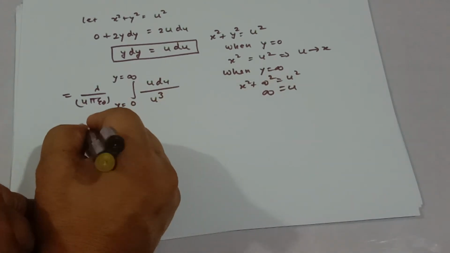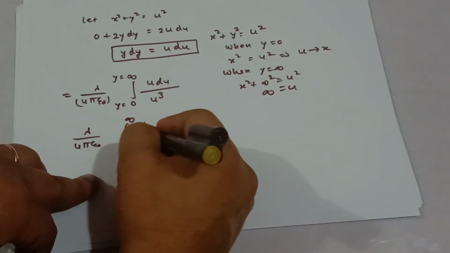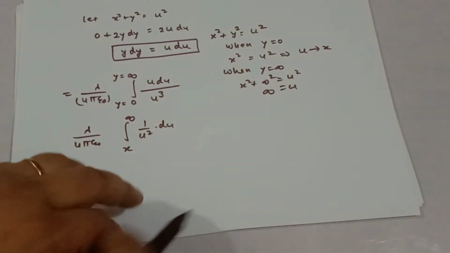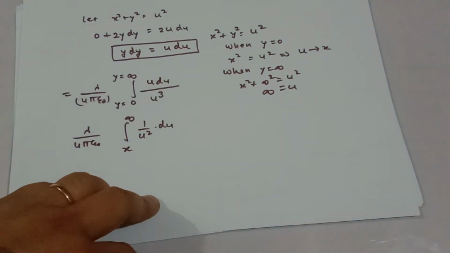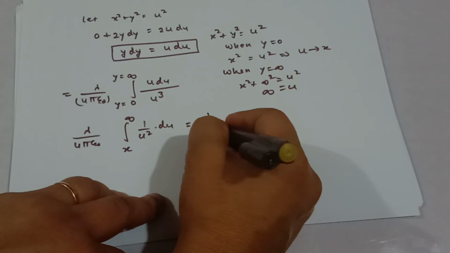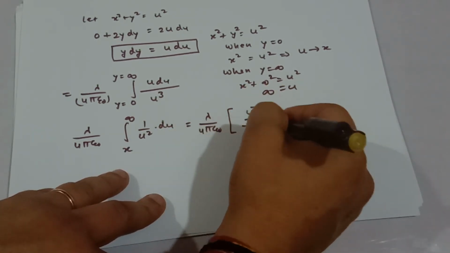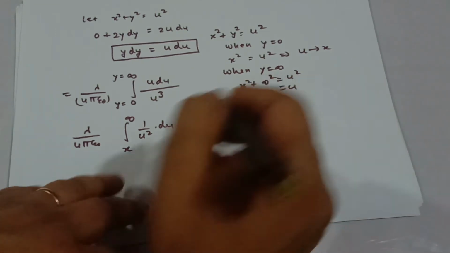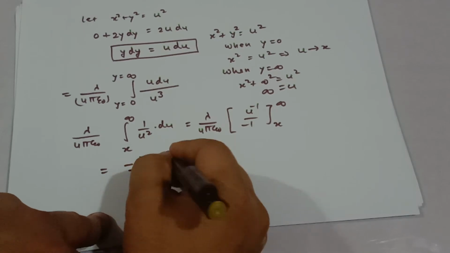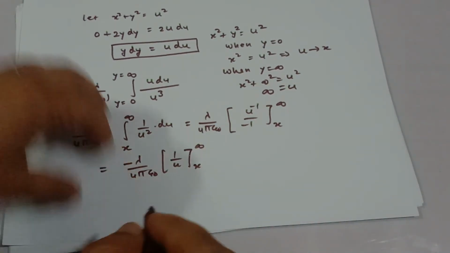Because of this, that would be lambda divided by 4 pi epsilon naught, and that would be 1 by u square into du. Then this you really need to calculate. So that would be lambda divided by 4 pi epsilon naught, and then you integrate that: u power minus 1 divided by minus 1, with the limit x to infinity, so that would be minus lambda divided by 4 pi epsilon naught, and 1 by u from x to infinity.